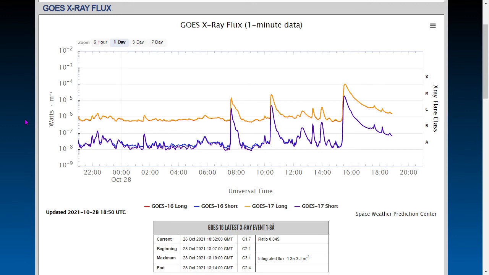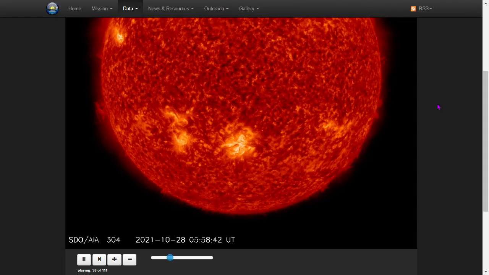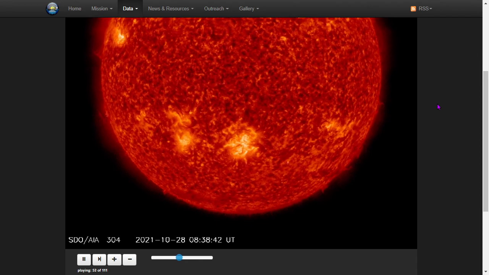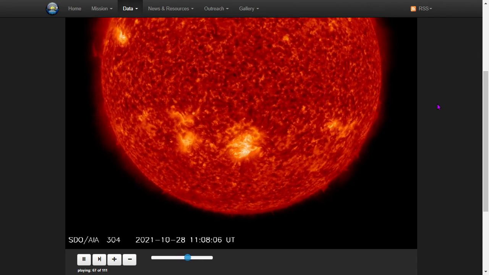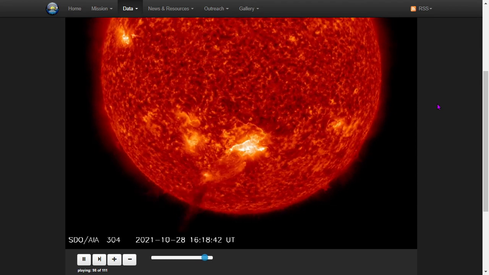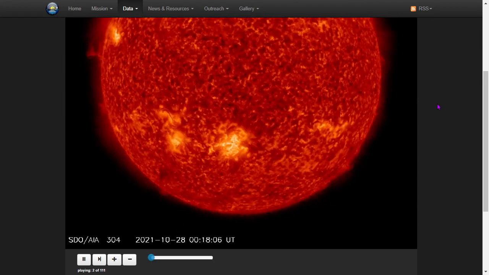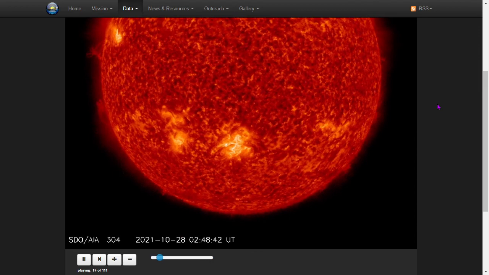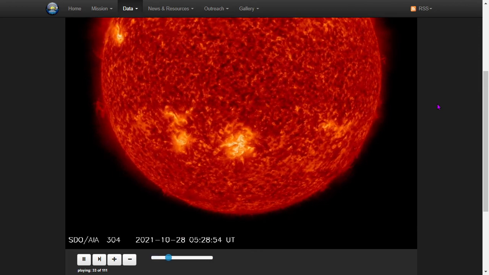There's the X-ray flux, and you can see this is just the one-day chart here. Two M-class flares, followed by an X-class flare from sunspot 2887. And yeah, there's an M-class flare. There's another M-class flare. And then there's an X-class flare and a CME. And we're going to show you some more footage of that. Check this out.